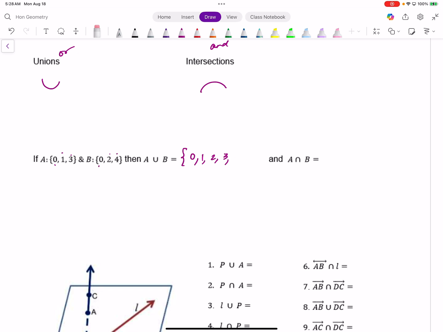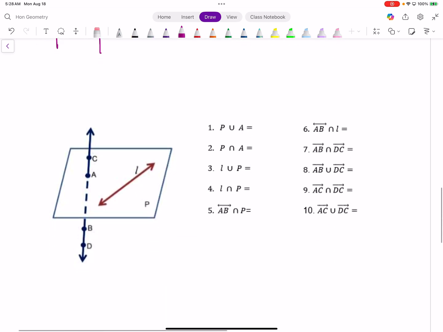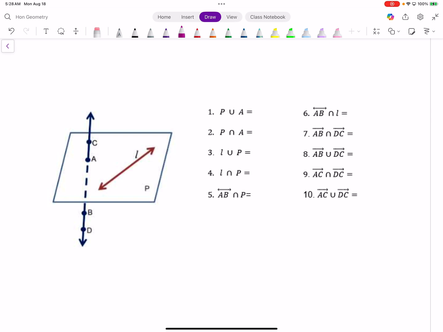So, oops, I don't like the way that 4 looks. Okay, but the intersection of A and B, the only thing that's in both of them is 0. So it's the set that only contains the number 0. All right, and then let's just check and see how you did here.